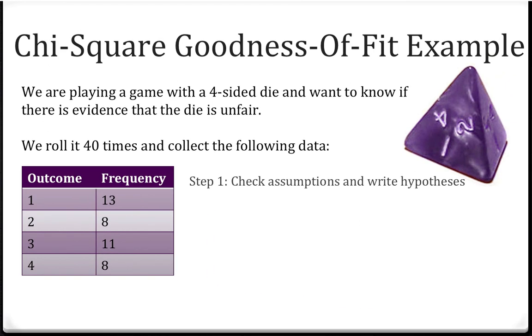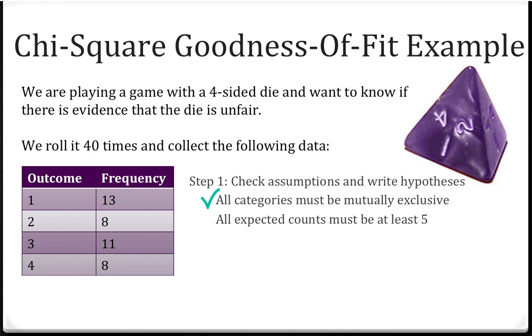The first step of the 5-step hypothesis testing procedure is to check assumptions and write hypotheses. We're going to be conducting a chi-square goodness of fit test here because we have one categorical variable with more than 2 levels. The first assumption of the goodness of fit test is that all categories must be mutually exclusive. This assumption is met because every time we roll the die, we get 1, 2, 3, or 4. Each roll will fit into one and only one of these categories.